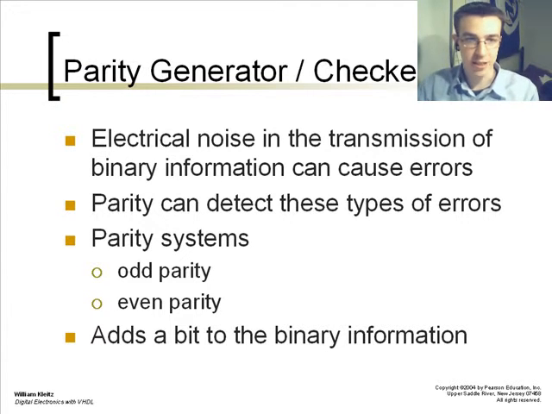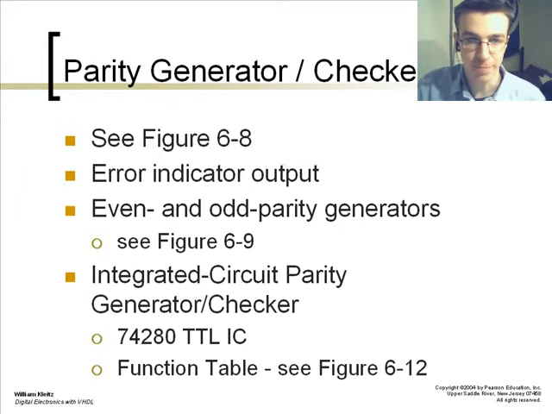Another thing to take into consideration is the parity generator or the parity checker. Electrical noise in the transmission of binary information can cause errors. Parity can detect these types of errors. The parity system is either odd or even, and it adds a bit to binary information. It's an error indicating output, in even and odd parity generators.